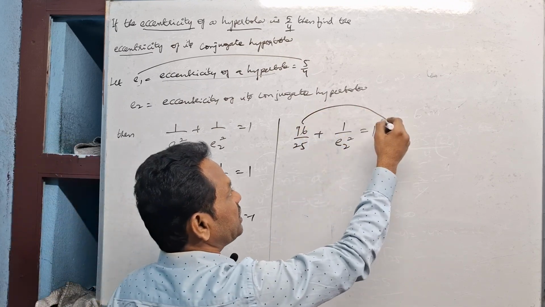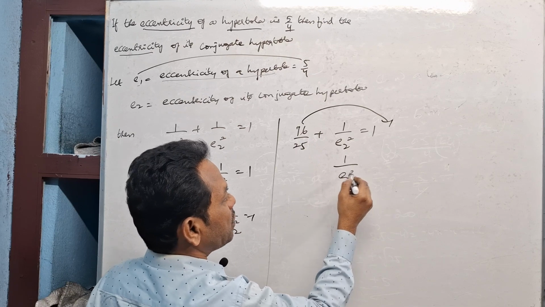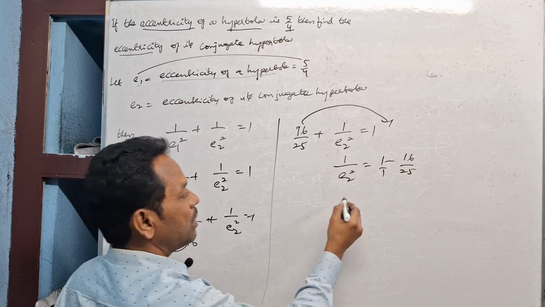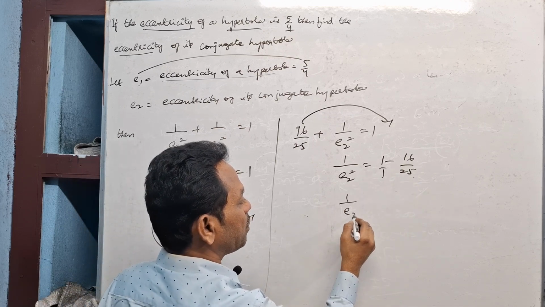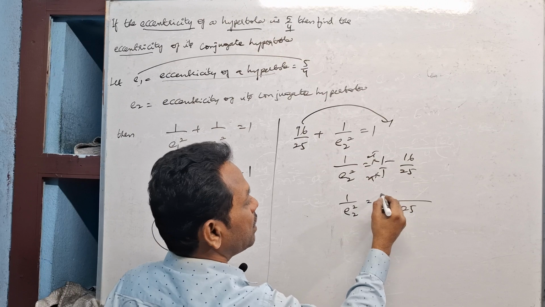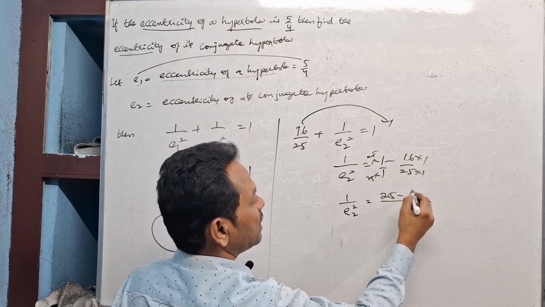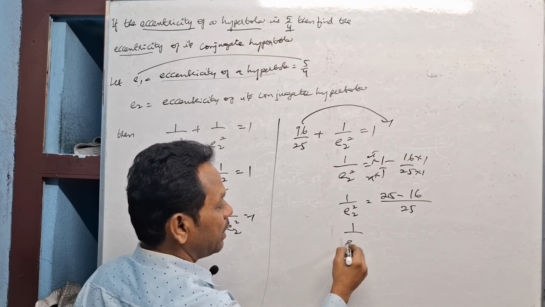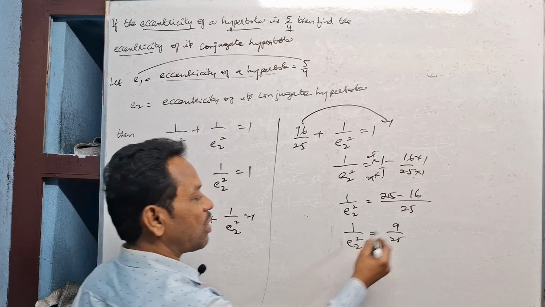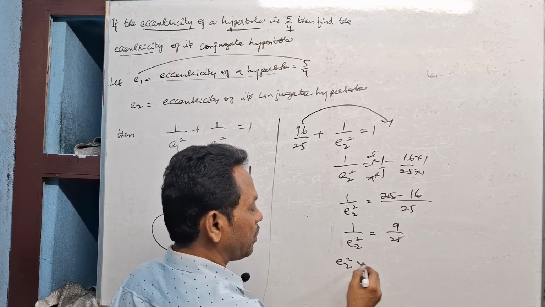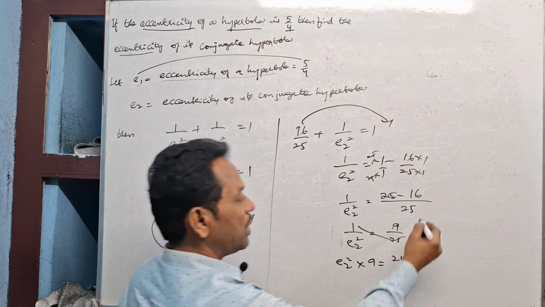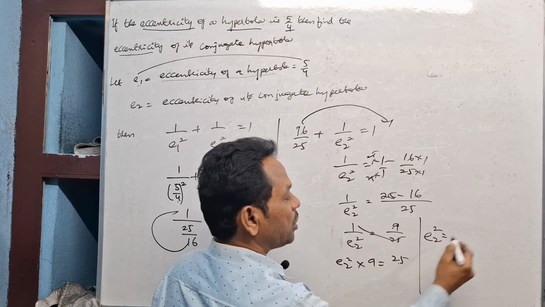So 16 by 25 shifted that side, so we'll get 1 by e2 square equal to 1 minus 16 by 25. So let's go for LCM here. My LCM value is 25, so we'll get 25 minus 16 here: 1 by e2 square equal to 9 by 25. Let us go for cross multiplication. e2 square into 9 equal to 1 into 25. So e2 square equal to 25.